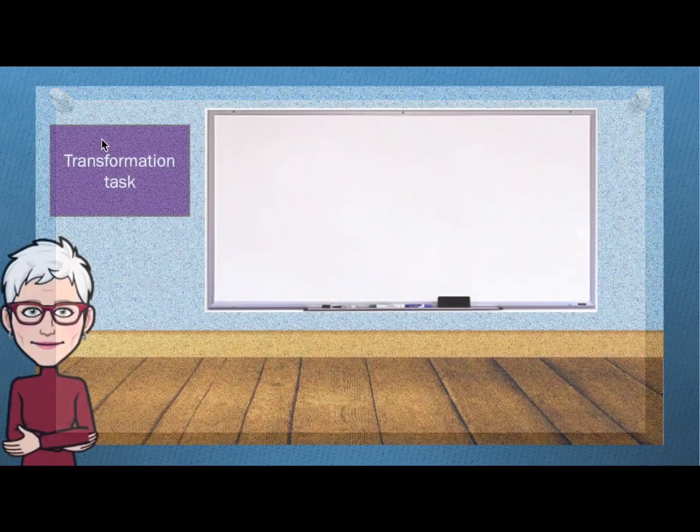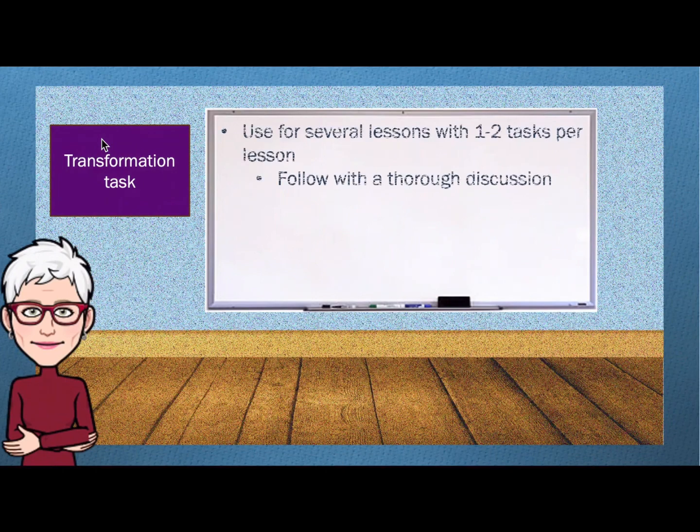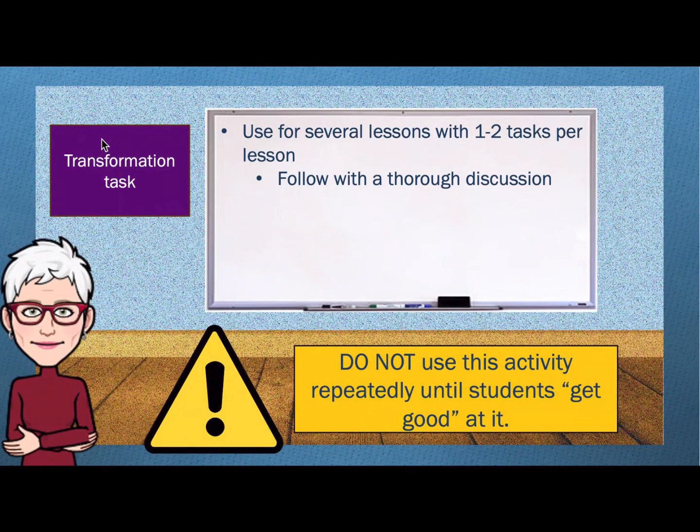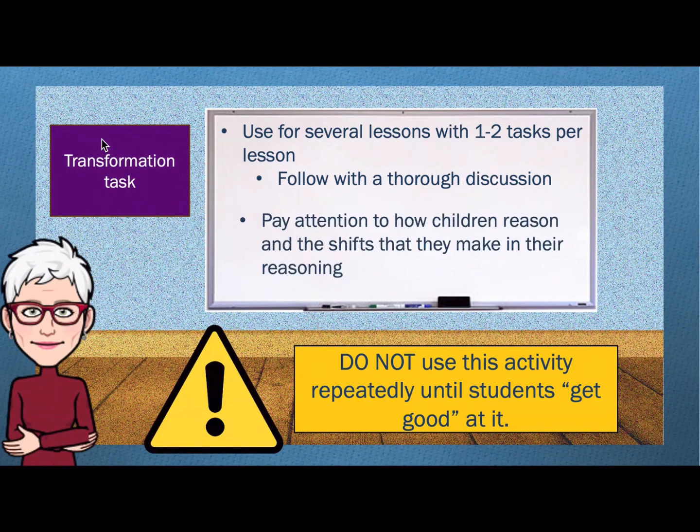The transformation task is appropriately used for several lessons, with 1 or 2 tasks per lesson with a thorough discussion of each task. We remind teachers that our goal is not that they become proficient at the activity. Rather, these activities are designed to promote conceptual development. So we caution teachers to not use an activity over and over until students get good at it. Rather, the teacher should pay attention to how children reason and to the shifts they make in their reasoning.